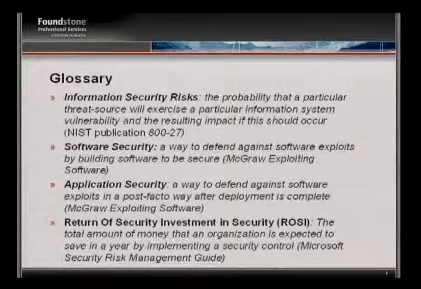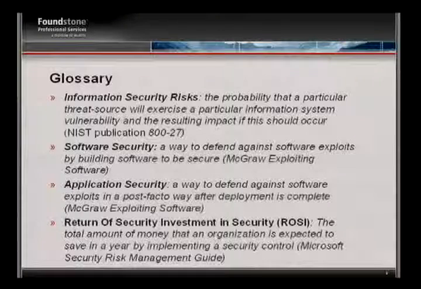Most of us in the industry know the difference between software security and application security, but somehow it's misused, especially in some commercial applications. The best definition I found is from Exploiting Software, a book by Gary McGraw, an academic leader in the field. Software security is a way to defend against software exploits by building secure software, whereas in application security, you tackle the risk when the application is already deployed.